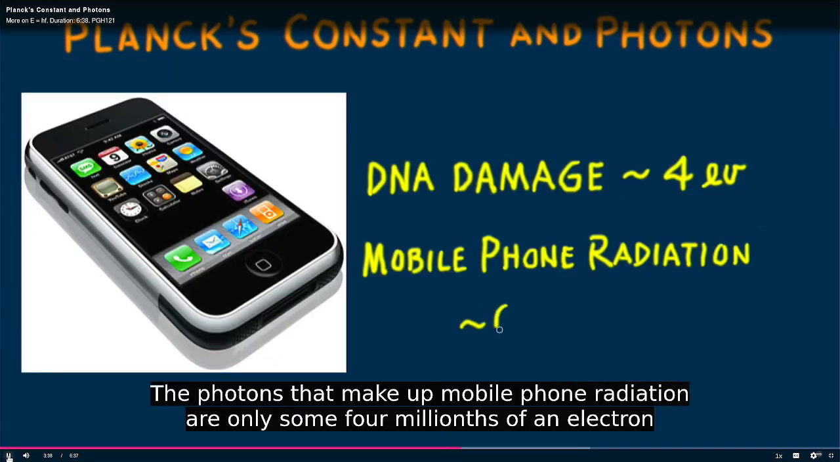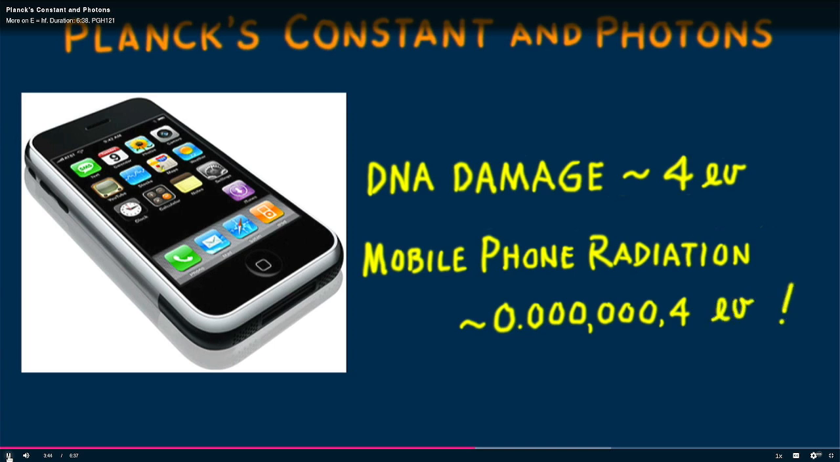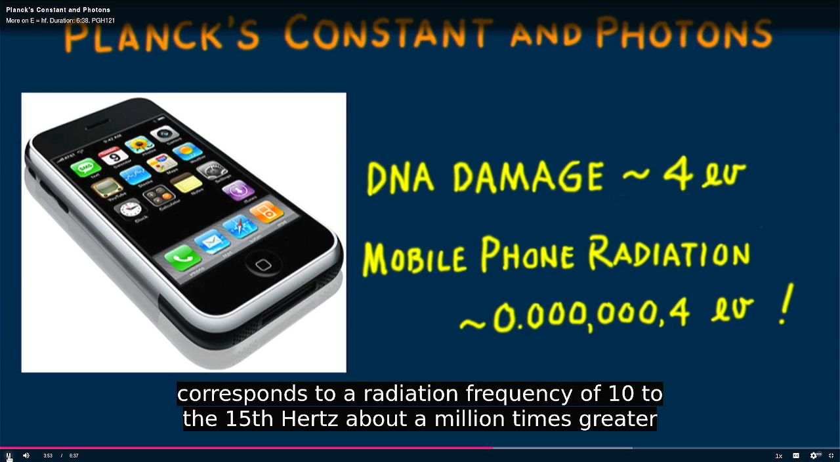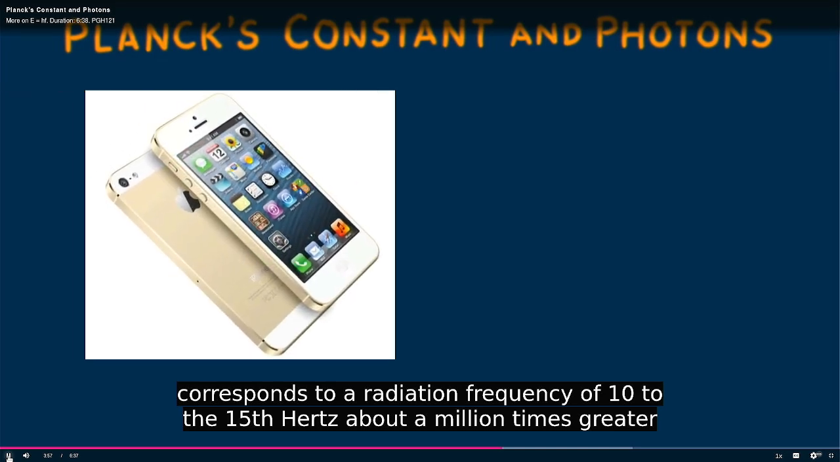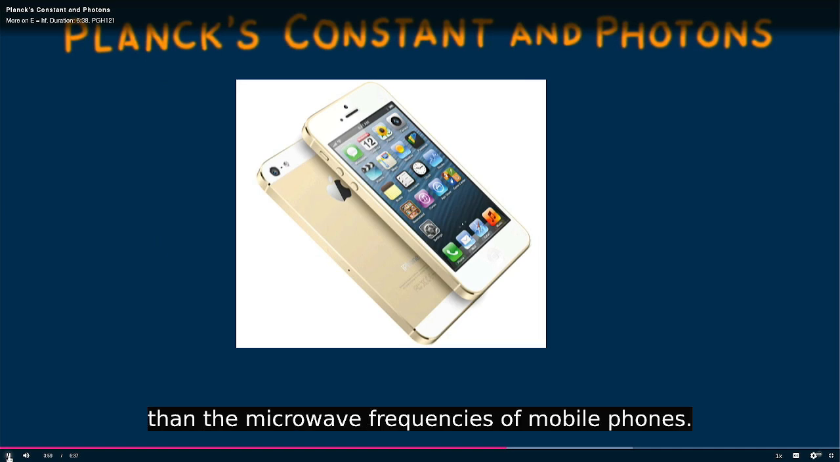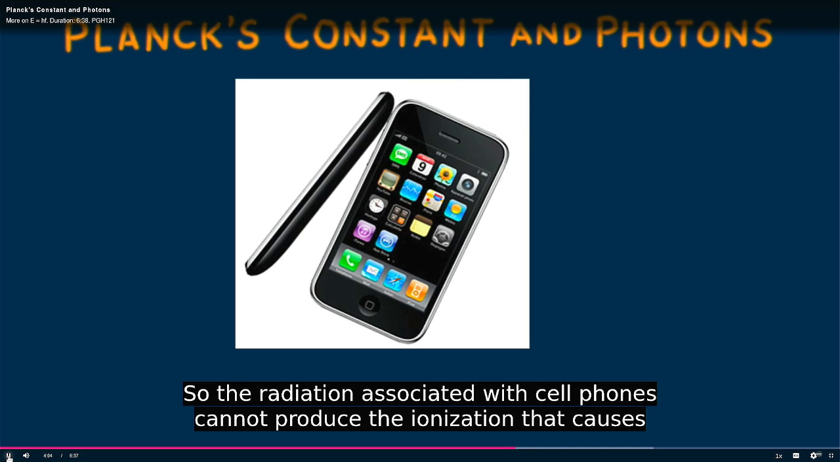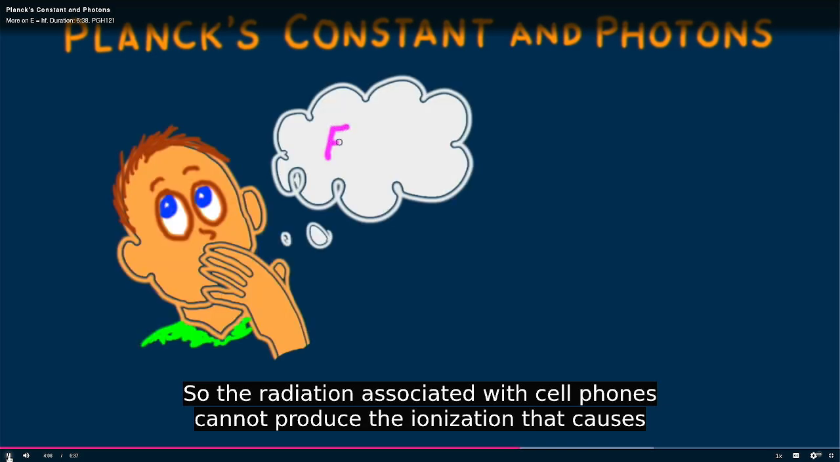The photons that make up mobile phone radiation are only some 4 millionths of an electron volt per photon. The minimum energy to damage DNA is at least 4 electron volts per photon. That corresponds to a radiation frequency of 10 to the 15th hertz, about 1,000,000 times greater than the microwave frequencies of mobile phones. So the radiation associated with cell phones cannot produce the ionization that causes cancer.